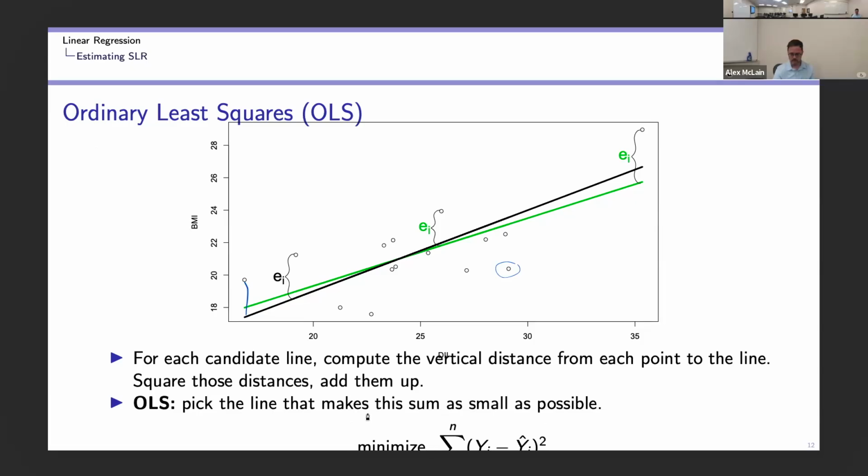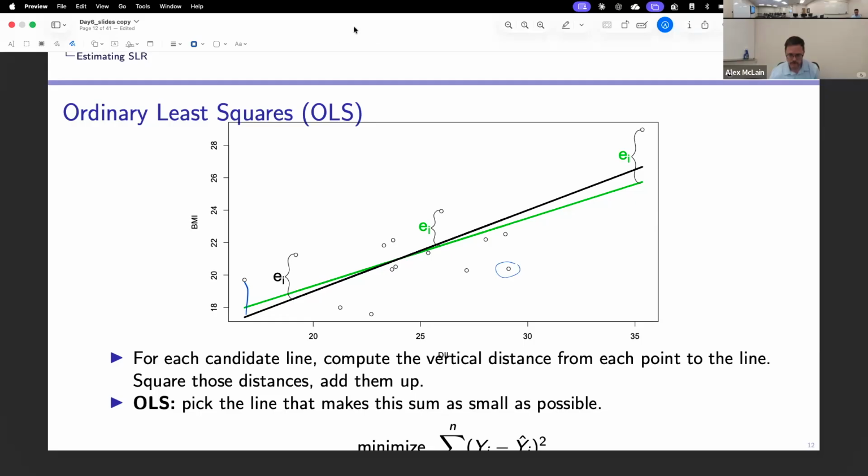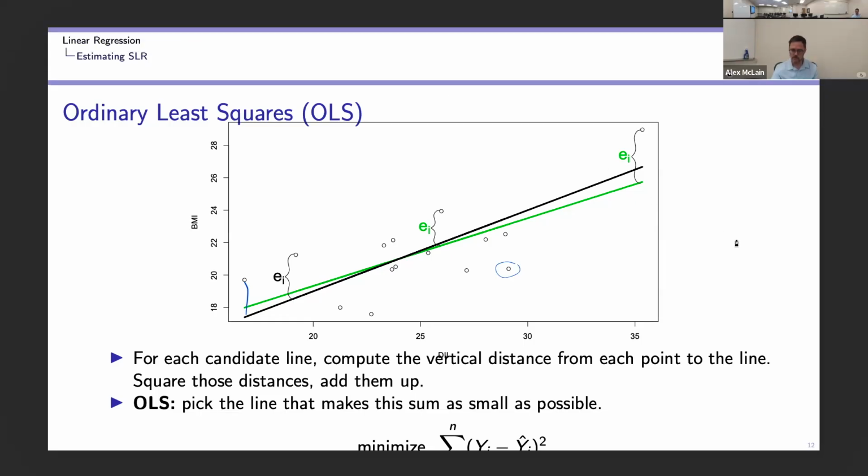And that's what this guy that got cut off right here. What we do is we minimize the sum of each yi minus the fitted line, the y hat i, squared, and ordinary least squares is going to pick the line that has the smallest sum of squared residuals, SSE.